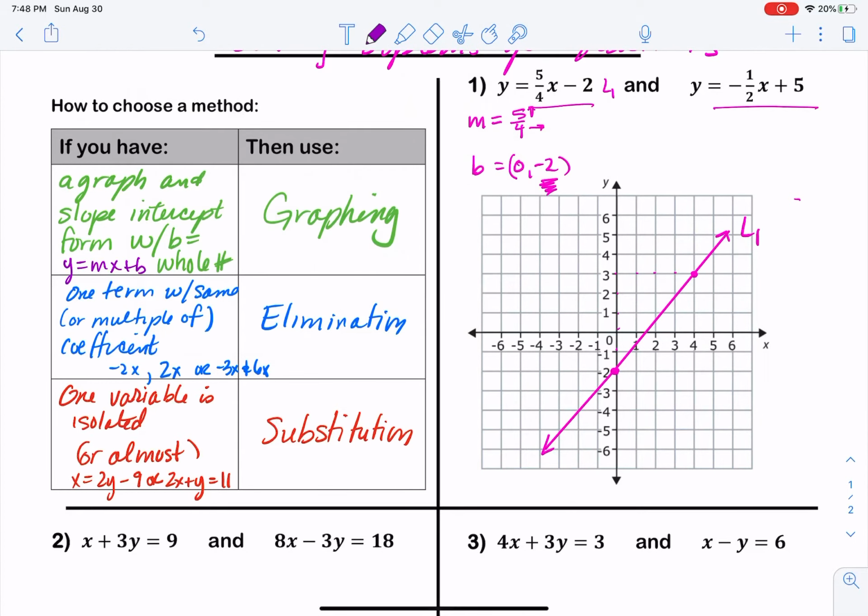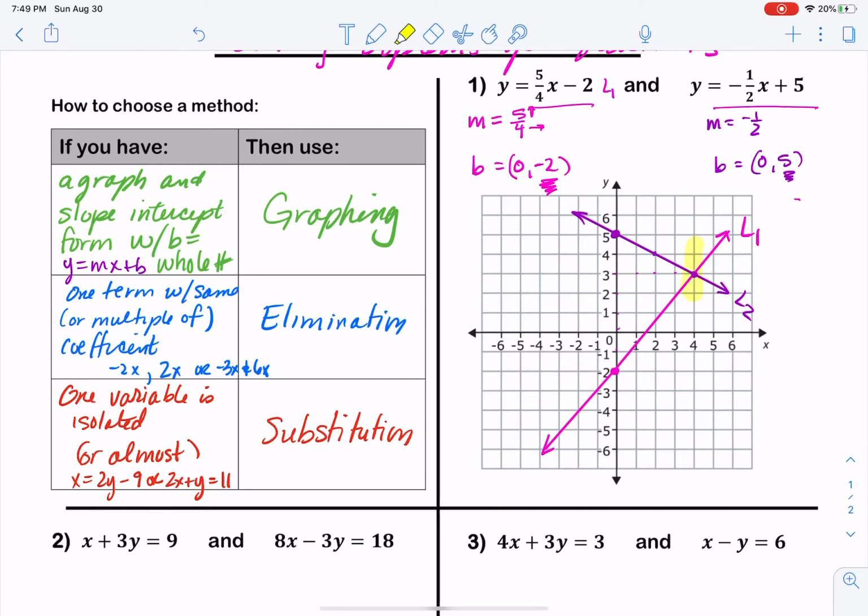So then when I graph the second one and I isolate my slope as negative 1 over 2, and I identify that my y-intercept is 0, 5, again that's a whole number. So starting at 0, 5, I go down 1, right 2, down 1, right 2. And that's line 2. So it's kind of obvious. You can see where the intersection is.